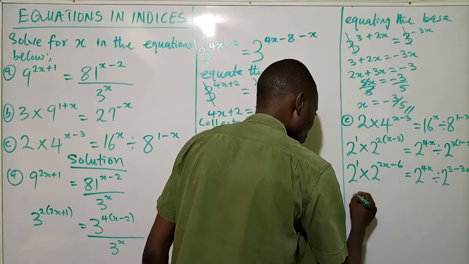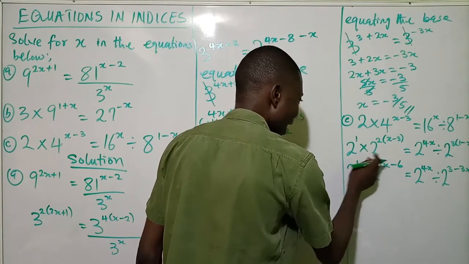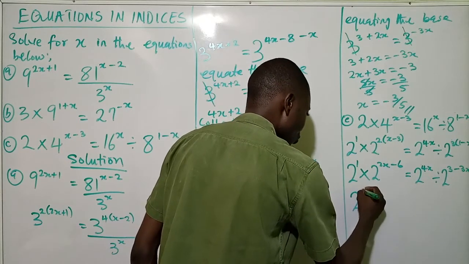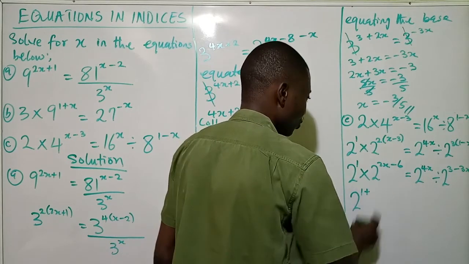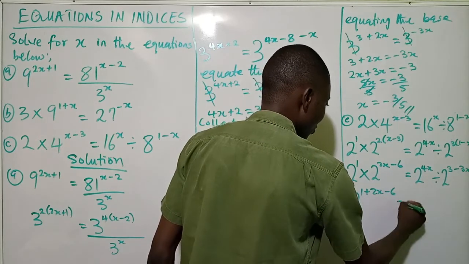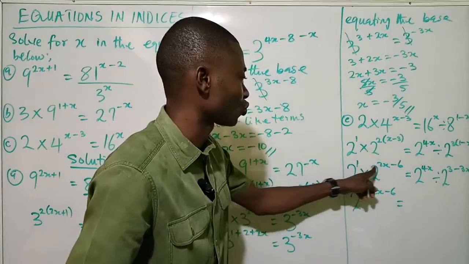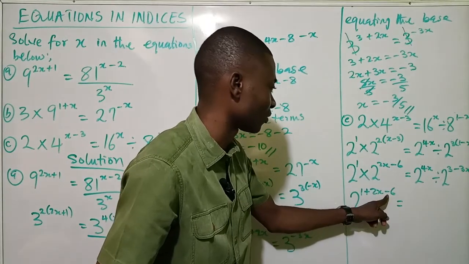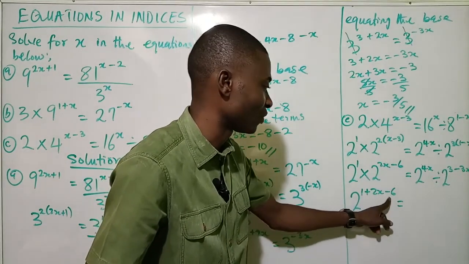So this is 2. The multiplication law says you should add their powers together when the base is the same. So this is 2, 1 plus 2x minus 6. If I use that plus to multiply this, plus times plus is still plus. Plus times minus is still minus. Is that clear? So that is why everything remains the same.